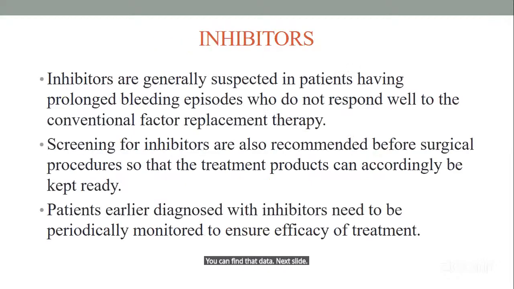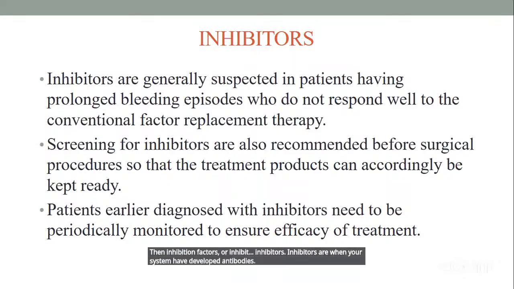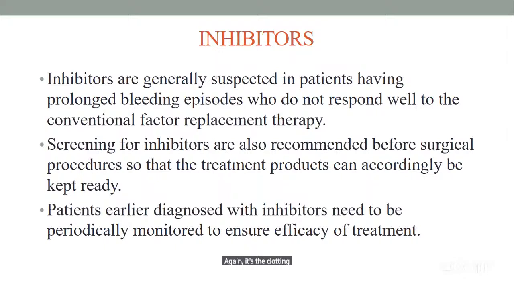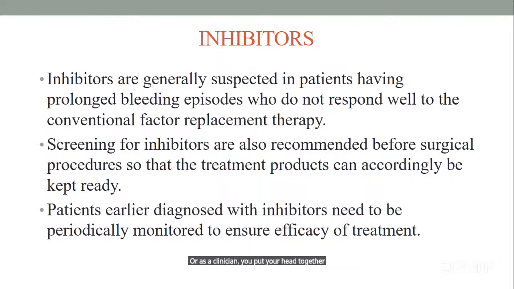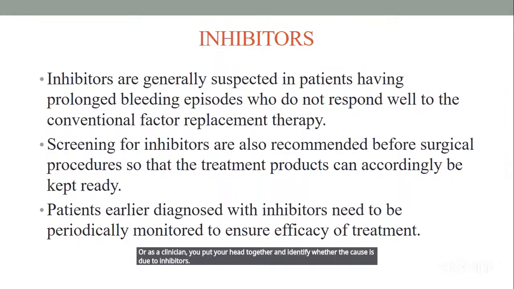Then inhibitory factors, or inhibitors. Inhibitors are when your system has developed antibodies against the clotting factors, against factor 8 and factor 9. However much you try to give the client the right factor, there is still no correction of this hemophilia. As a lab tech or as a clinician, you put your heads together and identify whether the cause is due to inhibitors. Therefore, how do you analyze this?